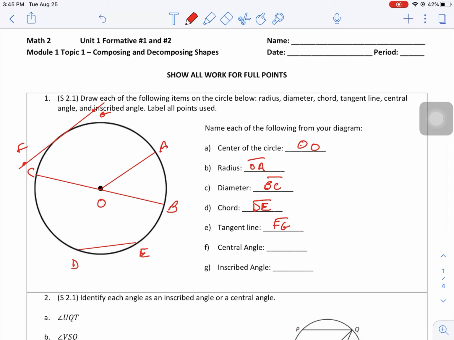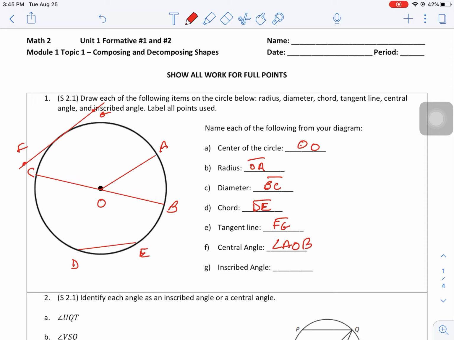Now they want a central angle. Well, I have a central angle. That angle is from, and I'm just going to highlight it for you real quick, and then I'll take off the highlight. It's from A to O to B. Remember, central angles, the vertex is at the center. So I'm going to take that off. Oops. Put this back on. And it's called angle AOB. Notice the vertex, that middle letter.